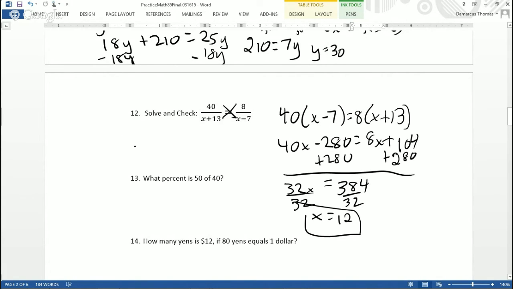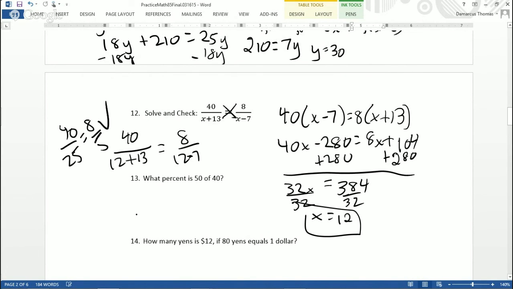And to check that, you can just plug 12 back into the original problem for x. Instead of x plus 13, you do 12 plus 13. And then just do 12 minus 7. And of course, 40 over 25 is the same as 8 over 5. So it does check out.